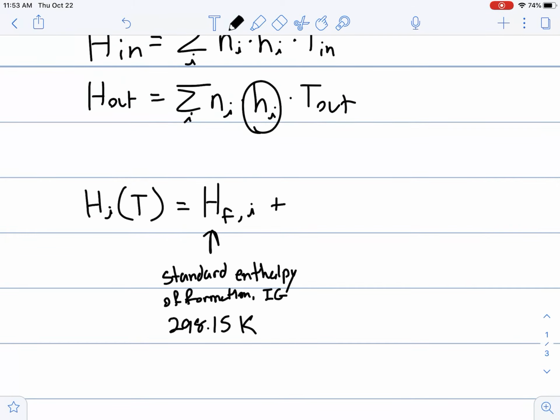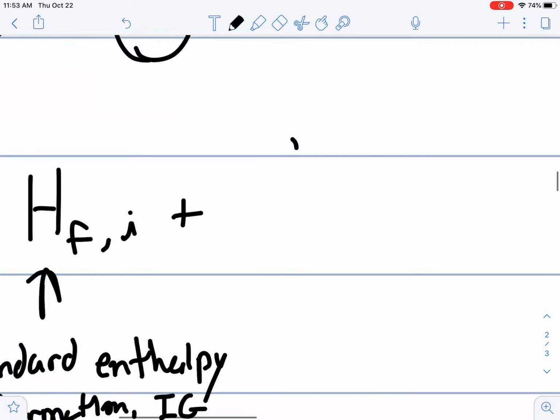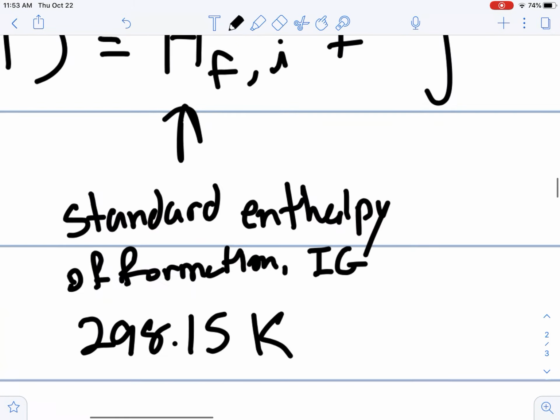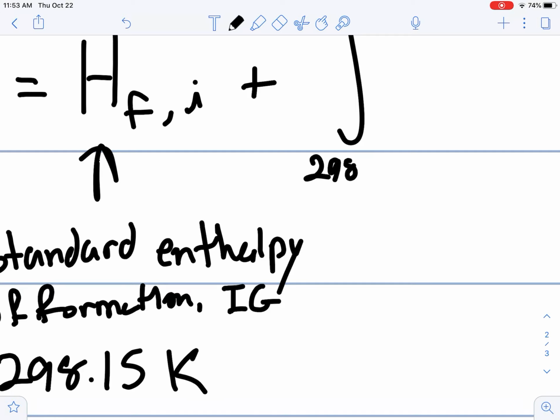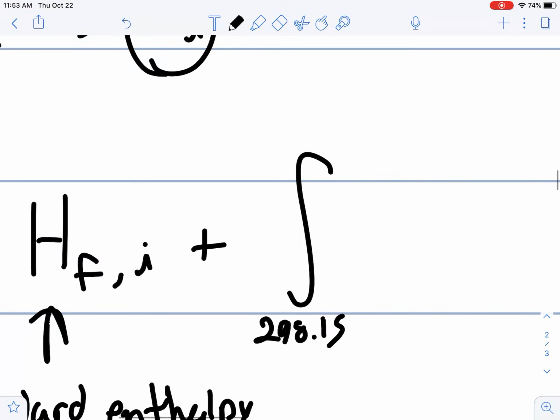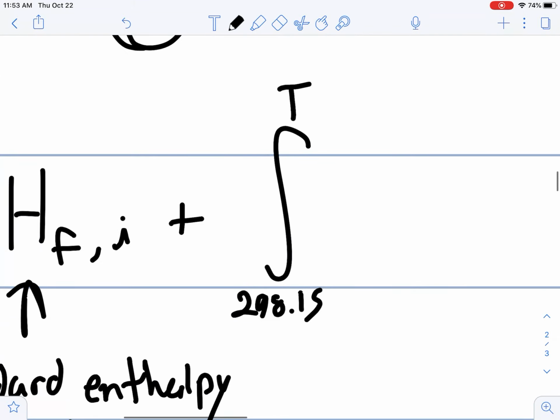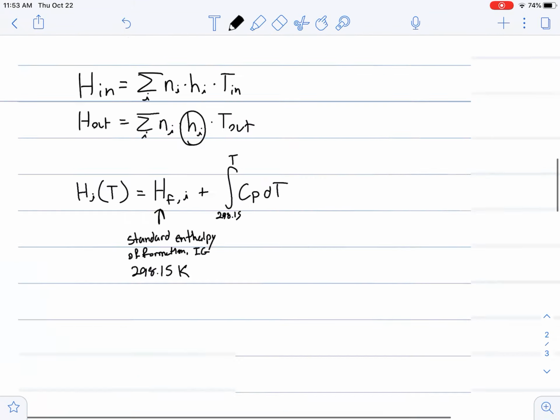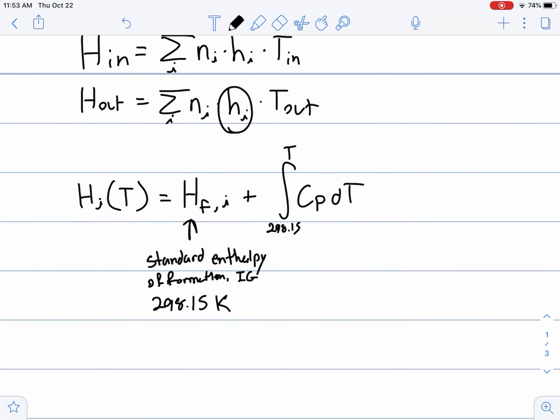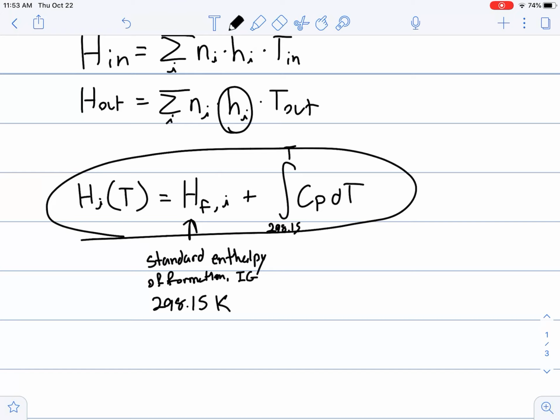But how much are we adding? We're adding the integral from the beginning ideal gas temperature, 298.15, to the final temperature that we're solving for, T, of Cp dt, just like that. And this equation here is what we are going to be using to find our final temperature. And we're going to do that within Python, coding, and using some of the chemical engineering properties that we know to determine this final temperature. So we will do that in parts C and D.